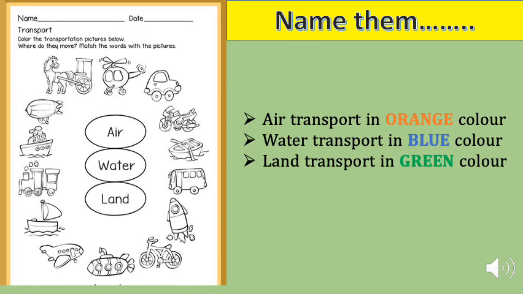Here, students, I am giving you one worksheet. A little bit of drawing is involved in this. I will be sending you this worksheet as a PDF document also, or as a screenshot, after this presentation, so that you can draw these transports in your copy and color them according to the instructions given on screen, right? Air transport you have to color in orange, water transport in blue, and land transport in green. All the best, make beautiful pictures, correct?